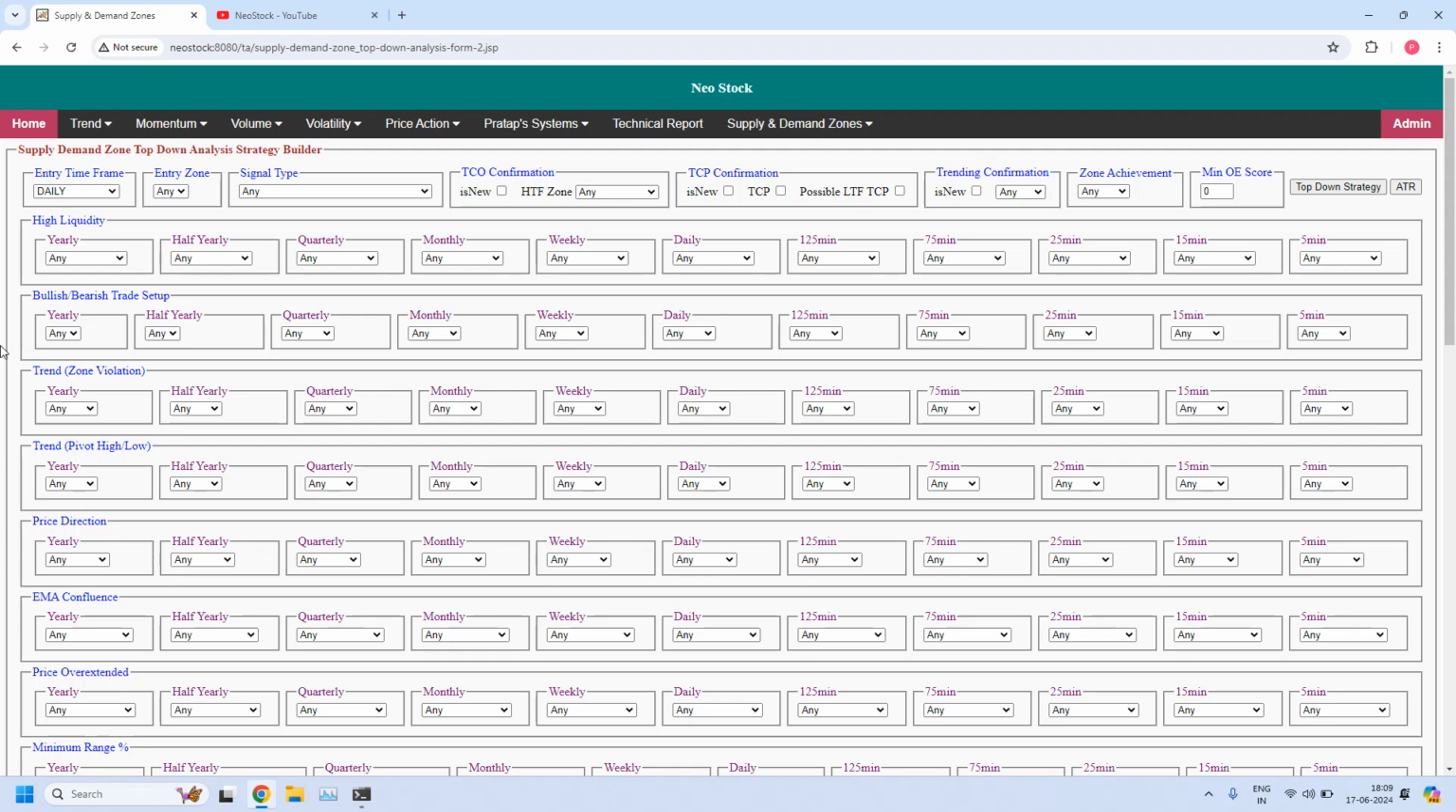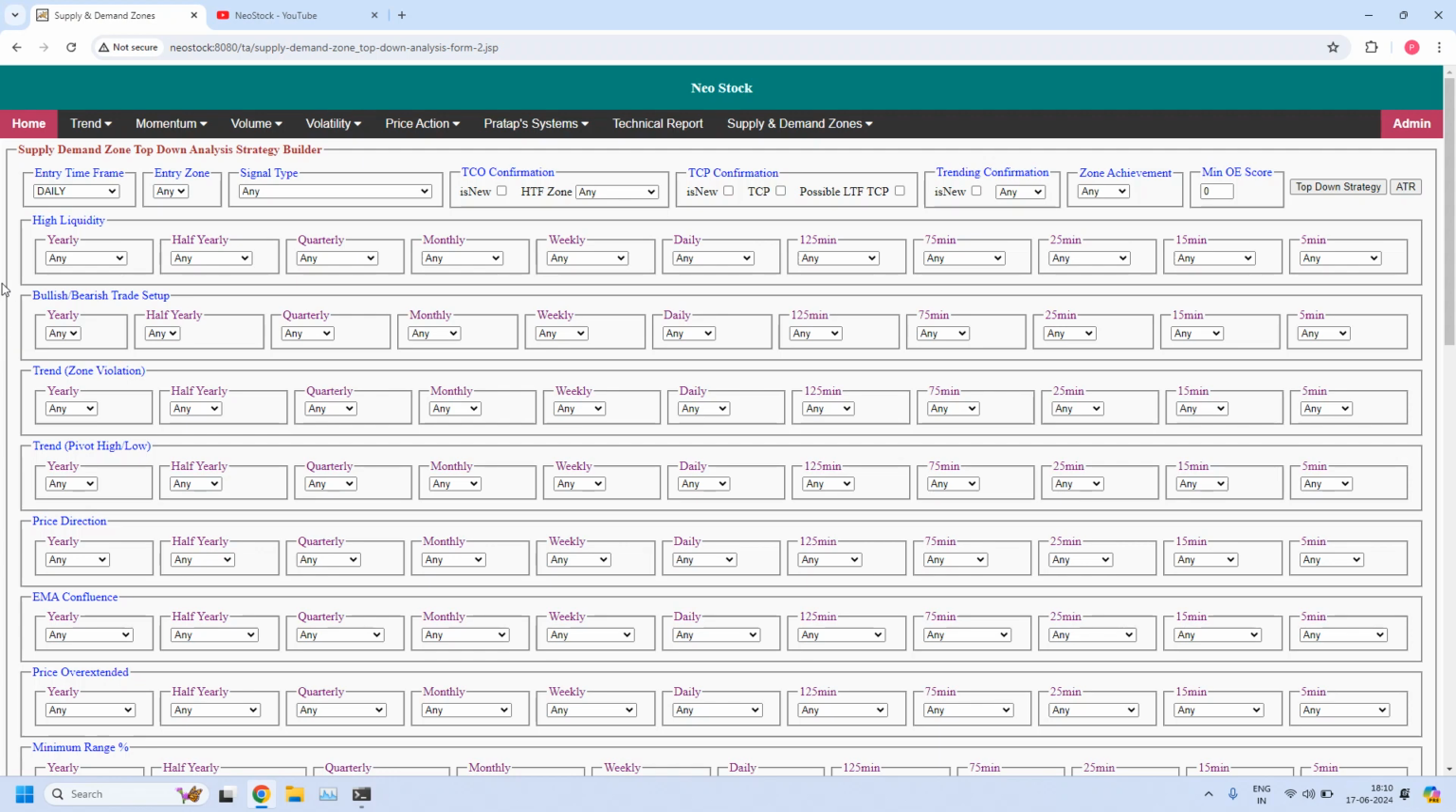So first I will start with daily and 75 minutes high liquidity zones, stocks near demand and supply zones. After that, I will generate NIFTY and BANKNIFTY, and then weekly reports, and then bullish and bearish trade setup stocks, and finally stop buffers based on the daily ATR.